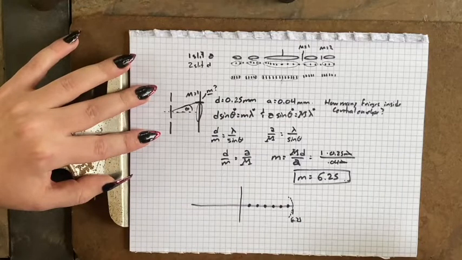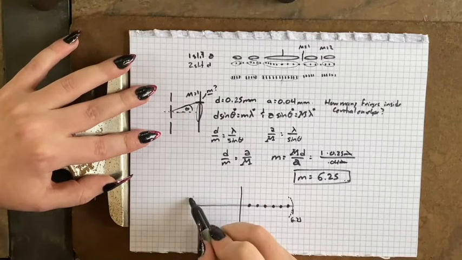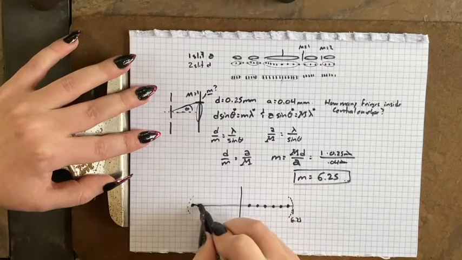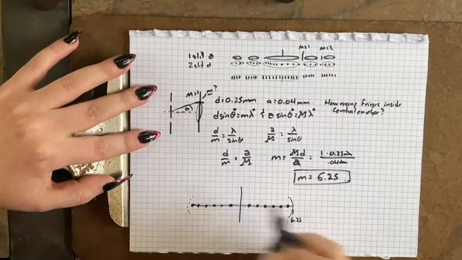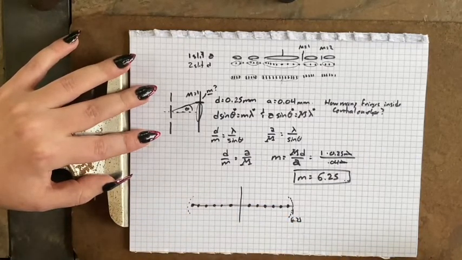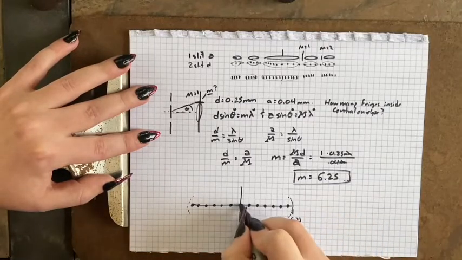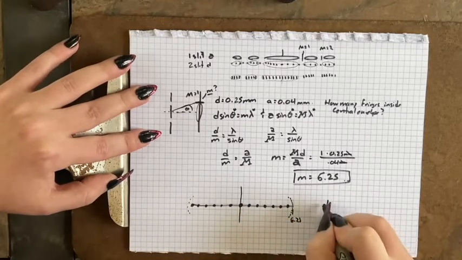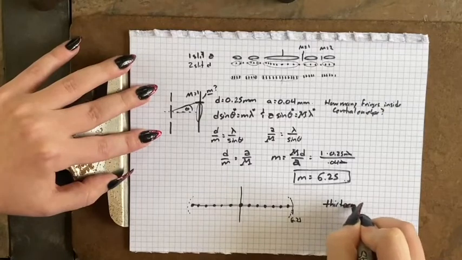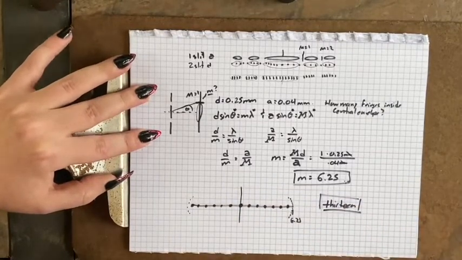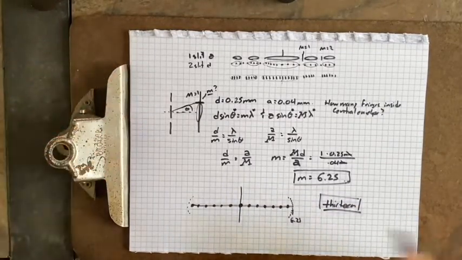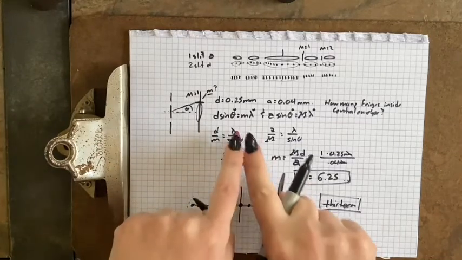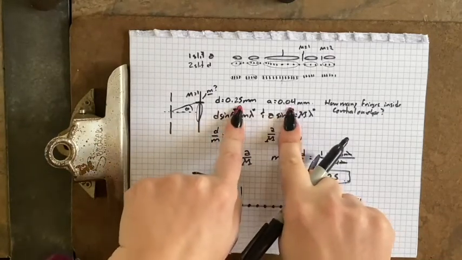Is that how many fringes we have? 6? What about the other side? Okay, 7, 8, 9, 10, 11, 12. Is that all? Don't forget about 0 in the very center. There are 13 fringes visible in the central envelope using these 2 sets in the lab.